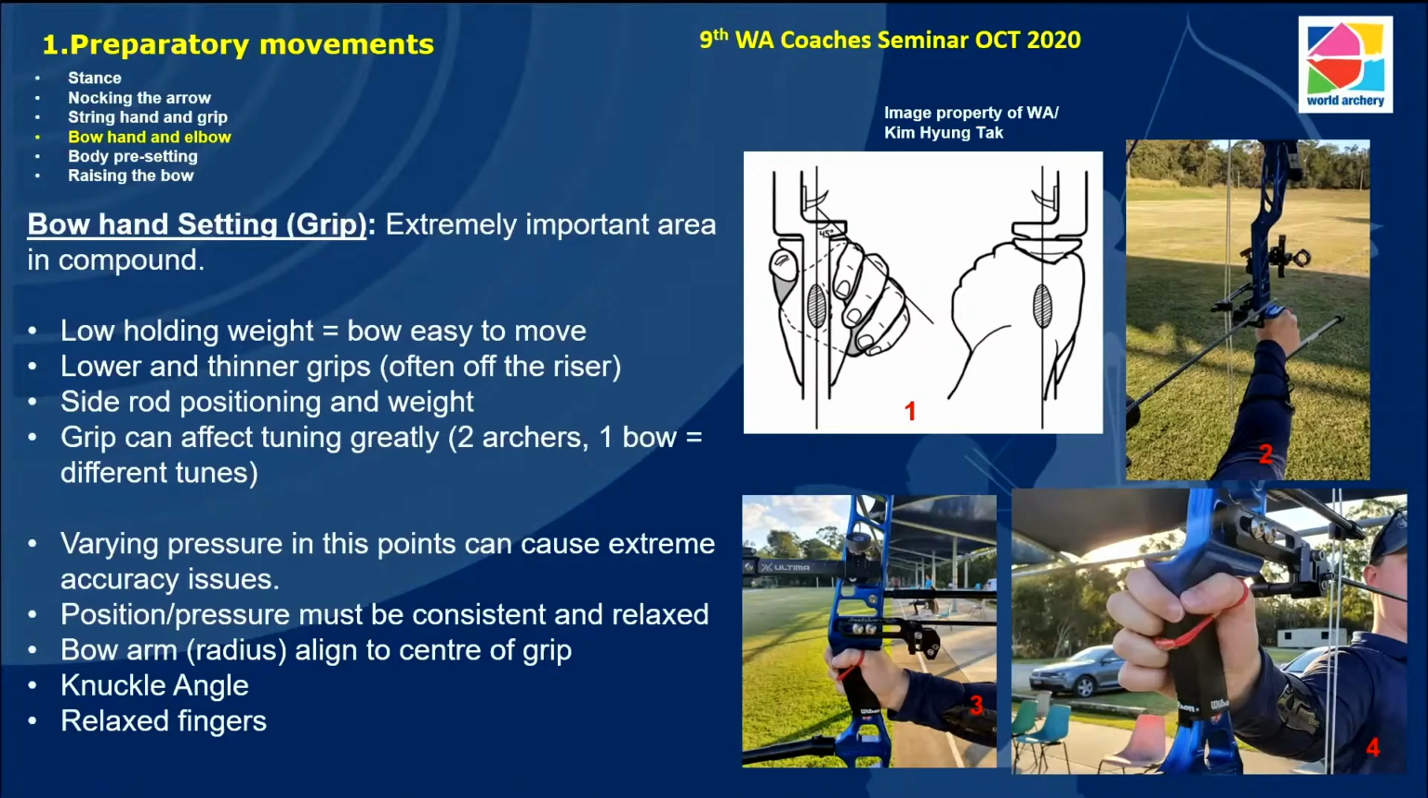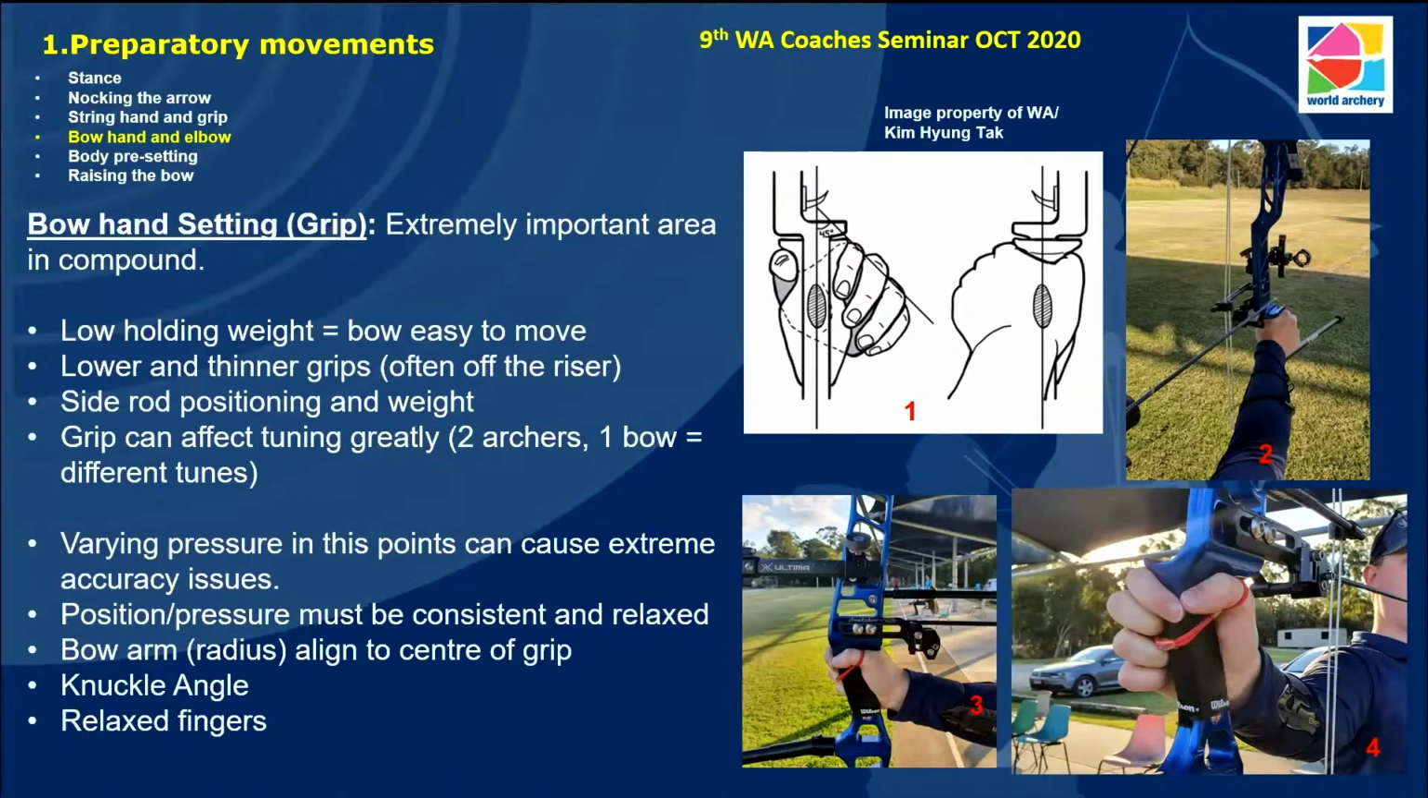One of the things you have to be very mindful of is that this grip can greatly affect how your bow tunes. A part of that is also how your side rod or V-bar setup on the compound is placed. The greater the weight and the further out those are, or even a singular side rod, it can greatly change that pressure or torque on your bow. So grip can really affect some of your tuning.